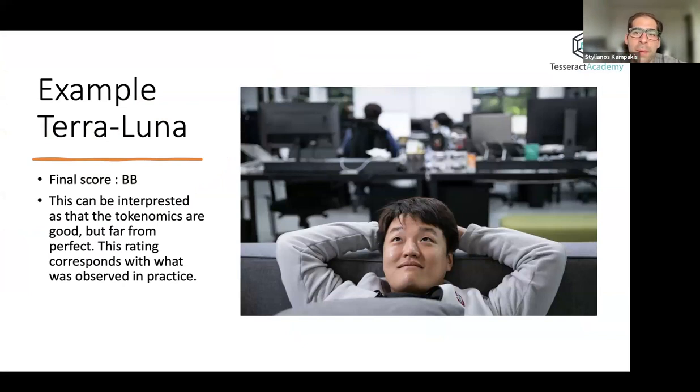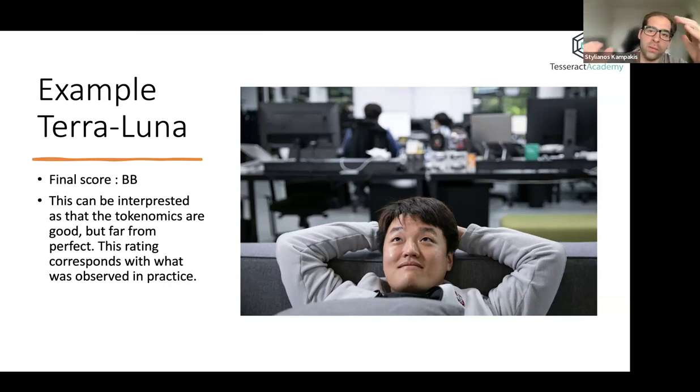And this gives it a score of double B. What double B means can be interpreted as the tokenomics are good, but far from perfect. This rating corresponds with what was observed in practice. What was observed in practice is that the project managed to grow. It had some very good bits and pieces. It was a decent project. It managed to maintain the peg in a very stable manner for quite a while until it didn't, okay? So this is what double B means. It means that, yes, it works, but it's not perfect.